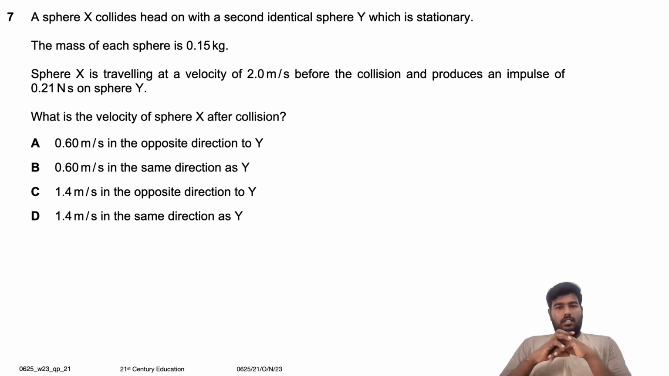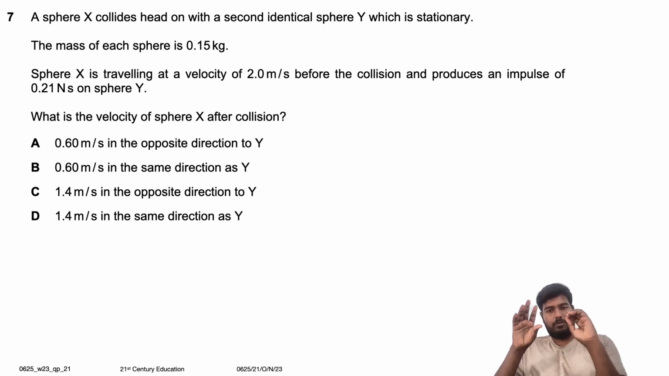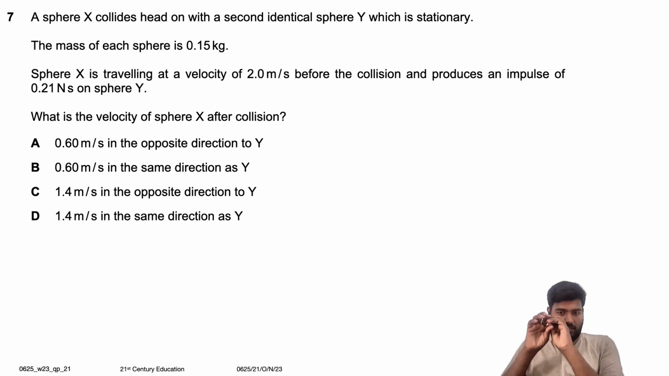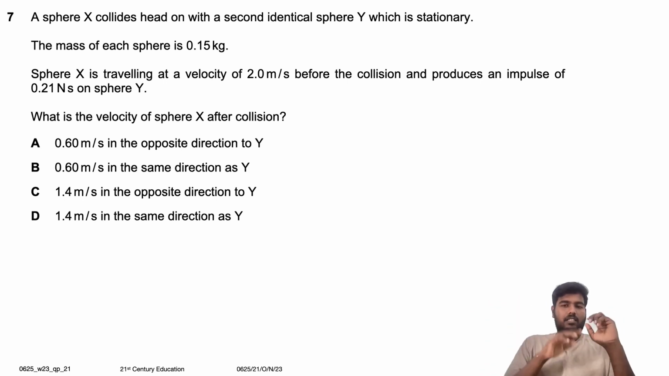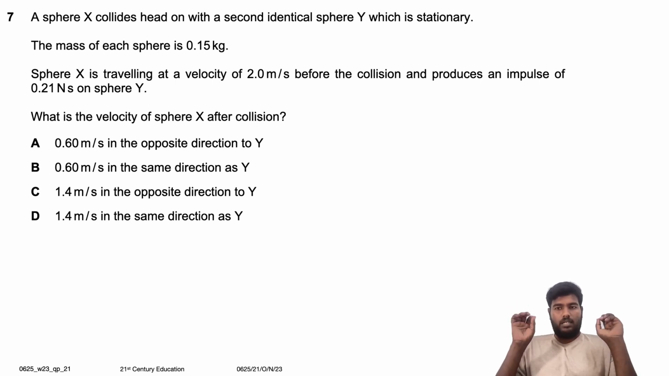Okay, now what they are asking is, there are two spheres, X and Y. Y is stationary, X is moving with velocity 2 meters per second, and it's exerting an impulse of 0.21 newton second. Then Y moves and X moves. What they are asking is with what velocity X moves and in which direction. So we have to break down this question. First, let's find the final velocity of Y.